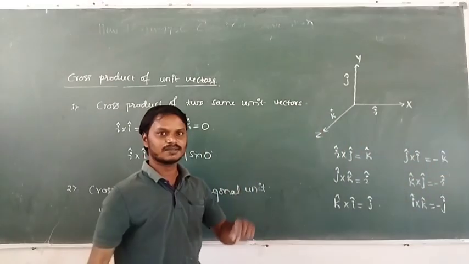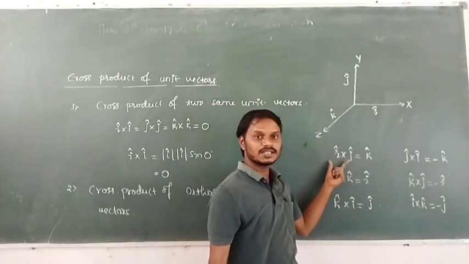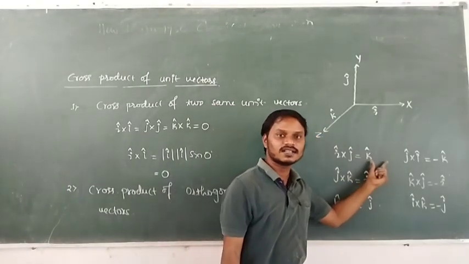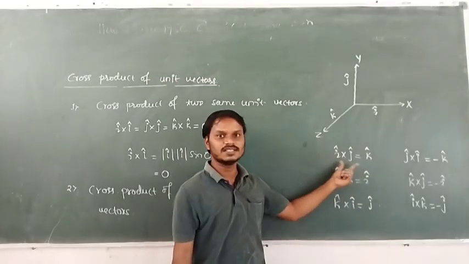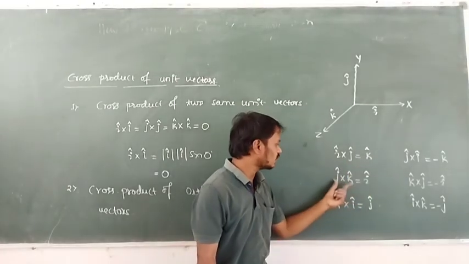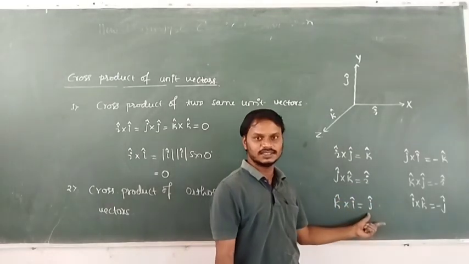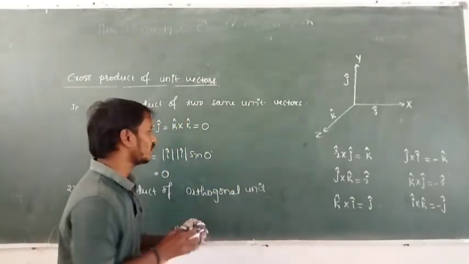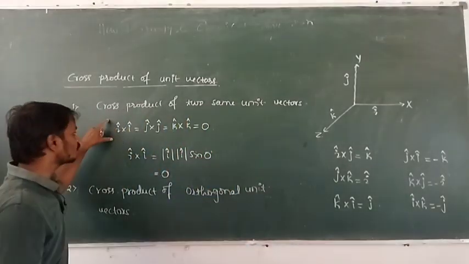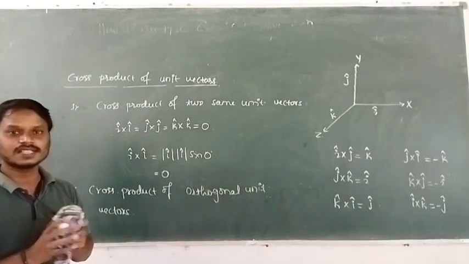Once again remember, the cross product of two orthogonal unit vectors gives another unit vector. For example, i cross j gives k, then j cross k gives i, then k cross i gives j. So how do we remember this cross product? The cross product of two same unit vectors is always 0.